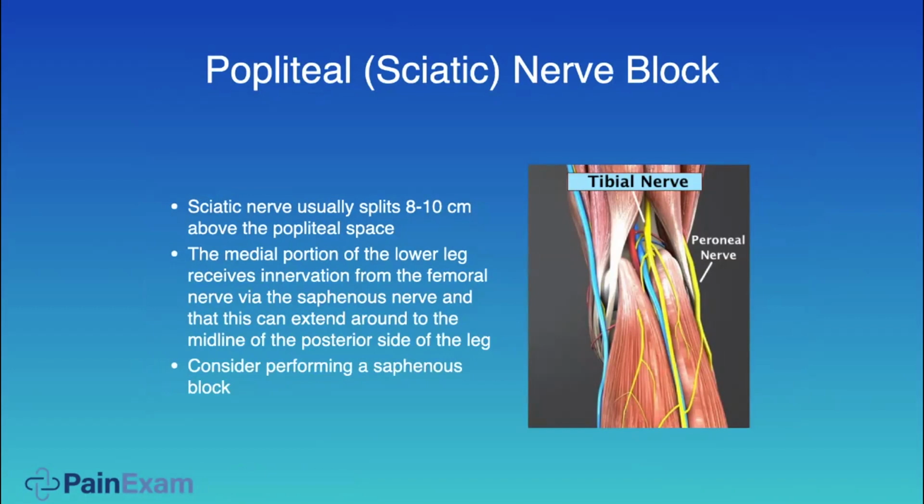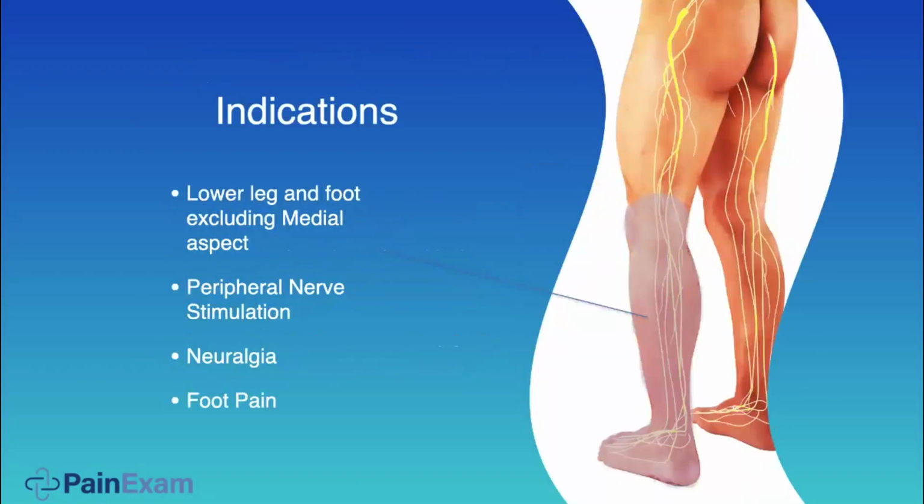If you're looking to anesthetize the whole lower extremity, make sure you get both femoral branches, saphenous, as well as sciatic branches, tibial and peroneal. So indications: any sort of lower leg, medial foot excluded, pain or surgical area. I do see peroneal neuralgia in my office. I do see sciatica, where the sciatica starts in the popliteal fossa for some reason. I've seen it in various cases. Any sort of neuralgia, patients who have foot pain.